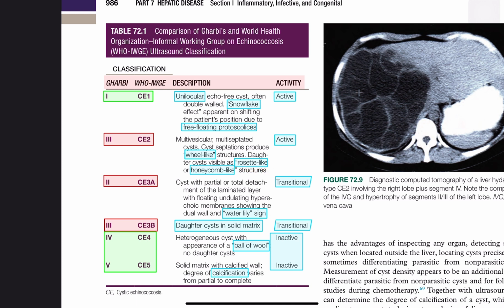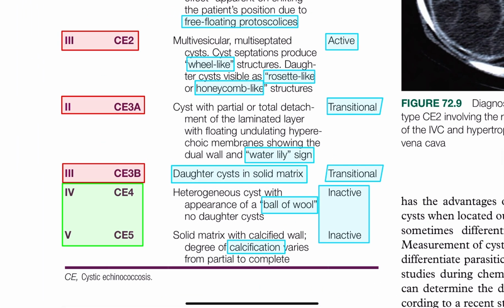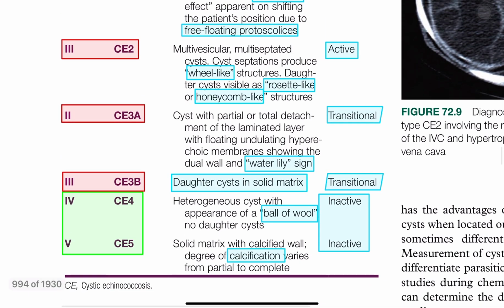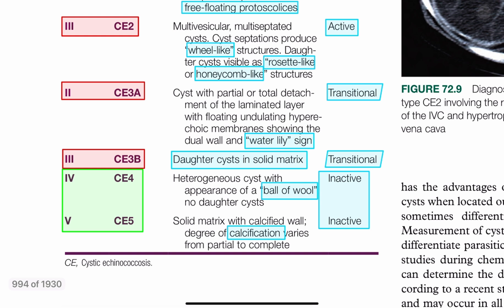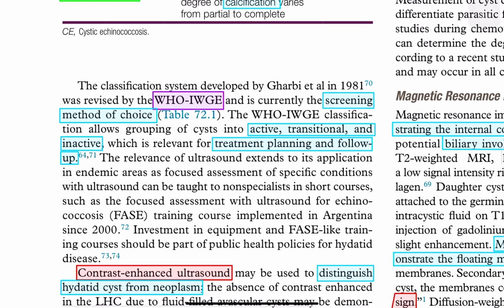Okay, so both WHO 1 and 2 are active. Okay, so Gharbi 2 and WHO 3A are the same. This is the transitional phase, and you will see the water lily sign. Okay, and in Gharbi 3 and WHO 3B, daughter cyst in solid matrix, and 4 I already told, ball of wool. Okay, 4 and 5 are inactive.